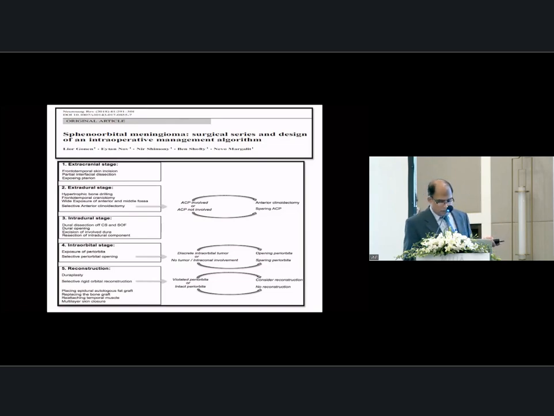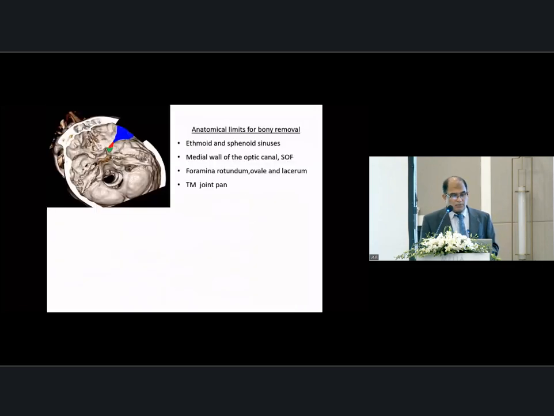This is the summary of the algorithm proposed again by the Tel Aviv group. What I wish to highlight are three aspects: a large bony exposure with aggressive bony removal of the skull base, anterior clinoidectomy before you open the dura, opening the periorbita liberally, and reconstruction of the periorbita, although it has been suggested, I am a little conservative about that.